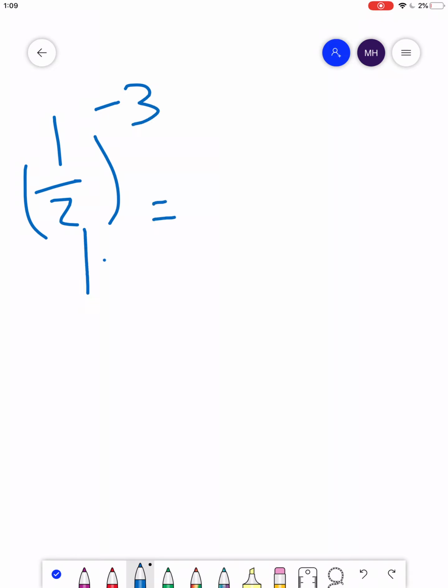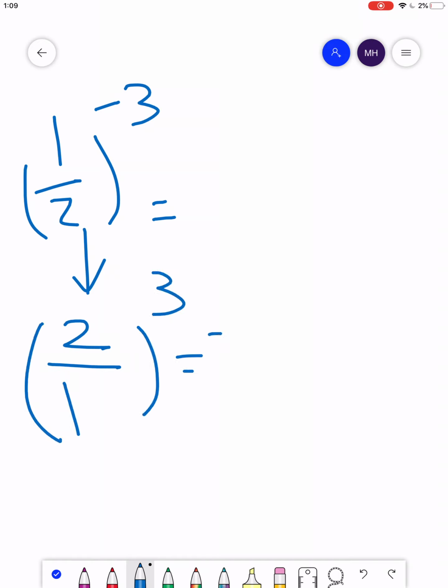Now what if the base is a fraction? It is the same point, I just flip it. Look at this example. (1/2) power -3. I flip the base, it becomes 2/1 and the power becomes positive, equals (2/1) power 3 equals 2 times 2 times 2 equals 8.